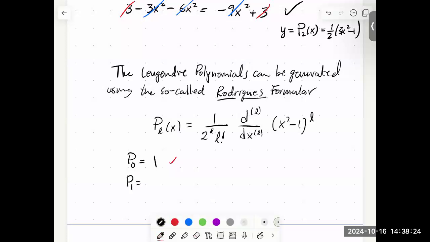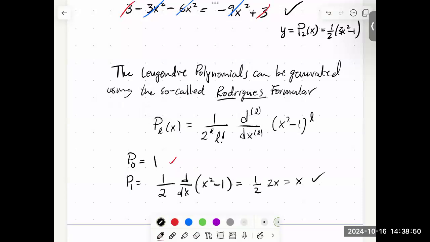P1 is equal to, okay, 1 over 2. Oh, look, that's our 1/2 already. Sorry, no, that's going to go away. I'm getting better. So this is 2 to the 1 times 1 factorial, and then it's 1 derivative of x squared minus 1. And so that's 1/2 times 2x, and it's x.